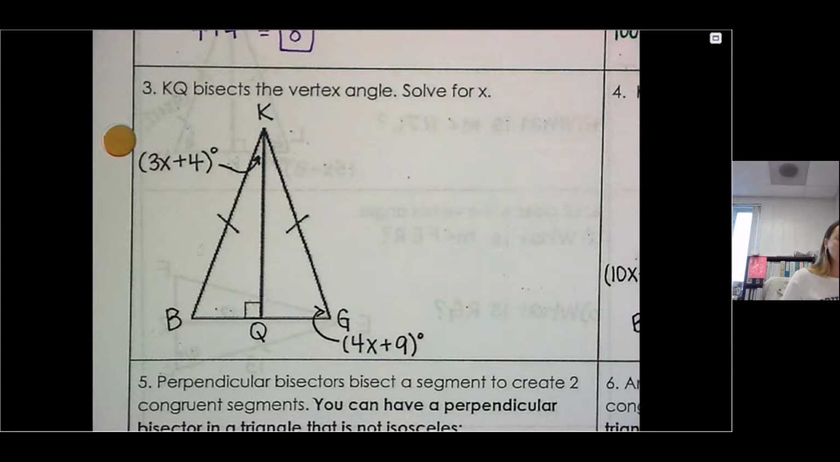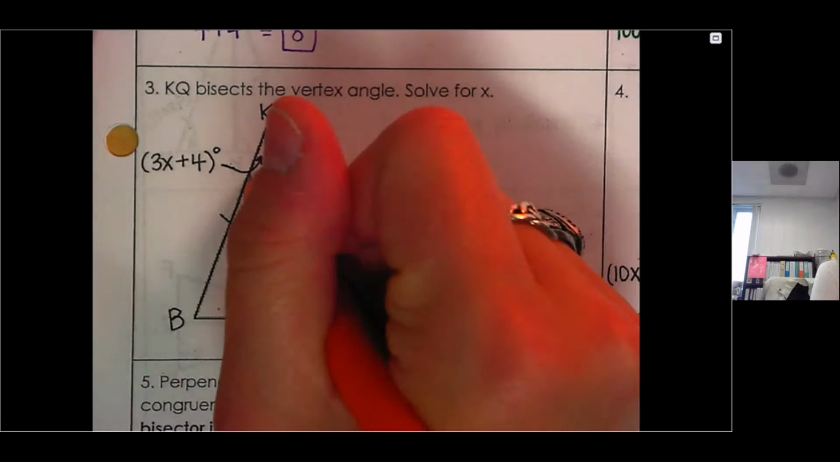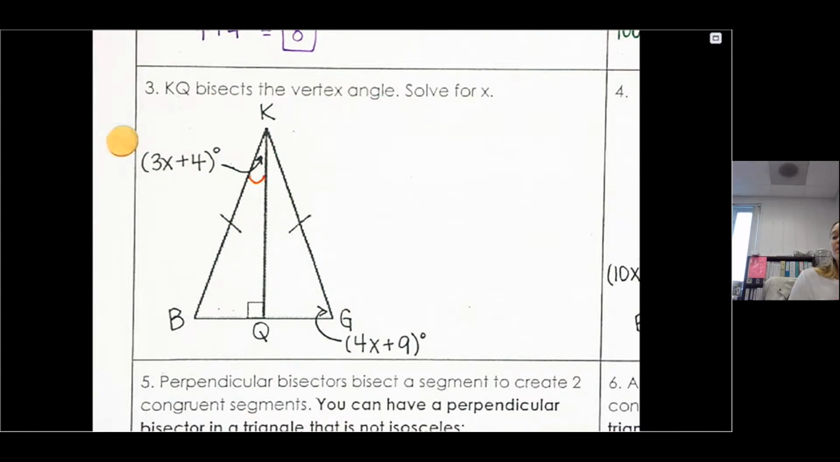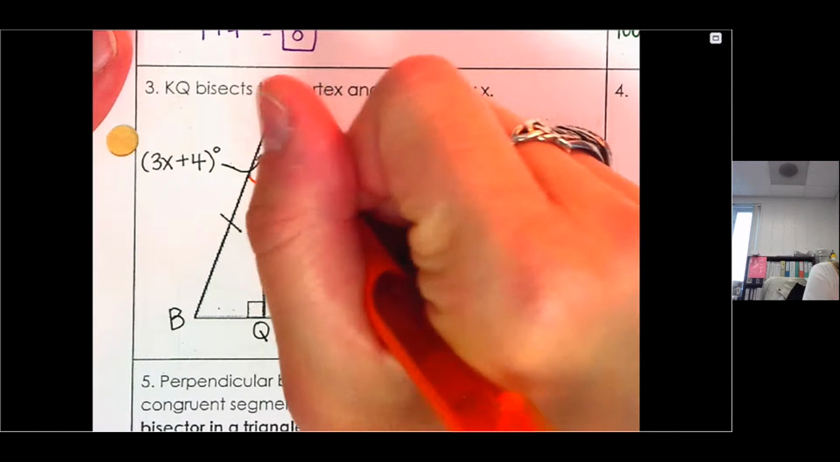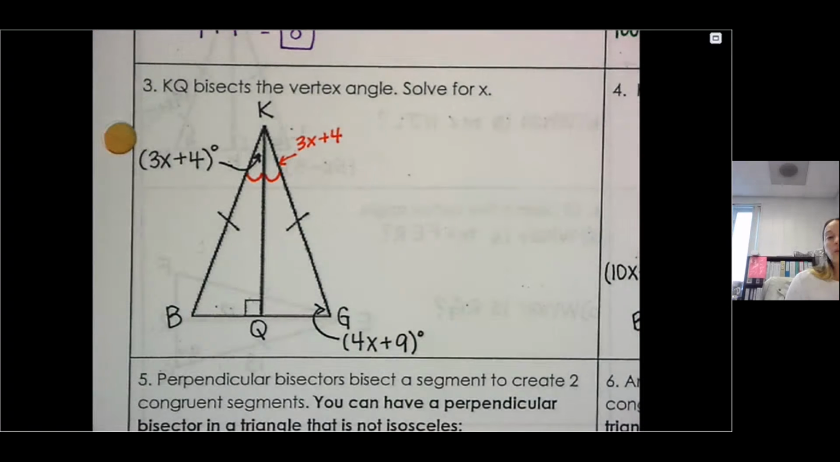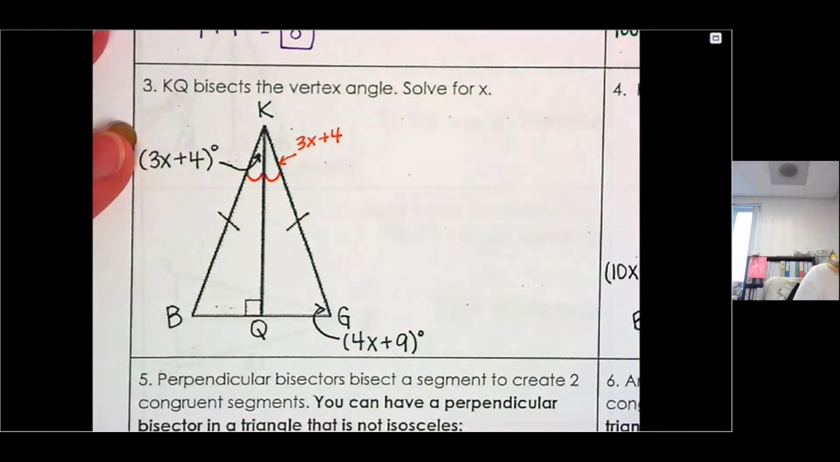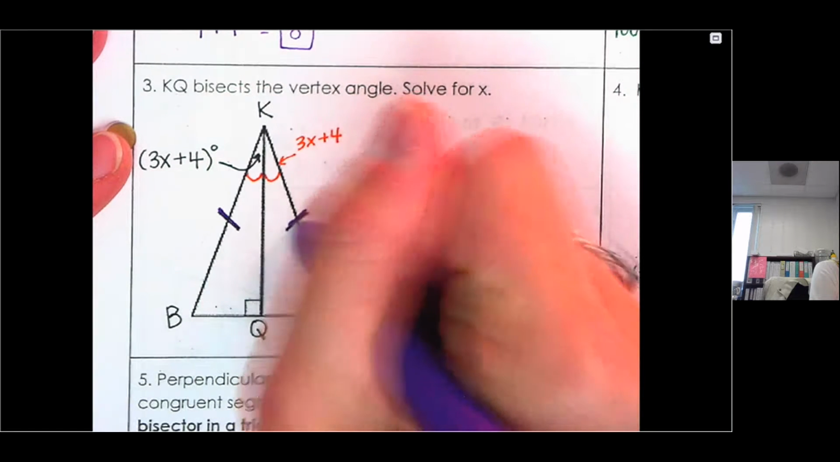Okay, very good. So the angle K that's on the left, this one right here on the left side, is 3x plus 4, which means on the right side, because it's an isosceles triangle, it better be exactly the same thing. So this angle right here is also 3x plus 4. Good. What else can I mark in my picture? The 2 legs, which are KB and KG. So this side and this side. These are my legs.